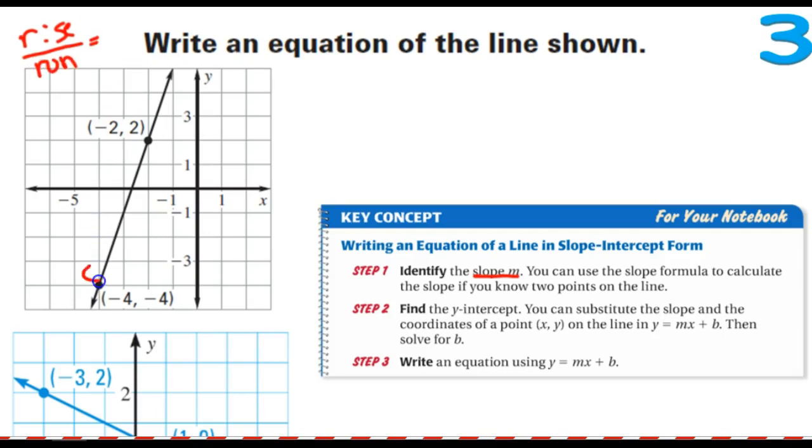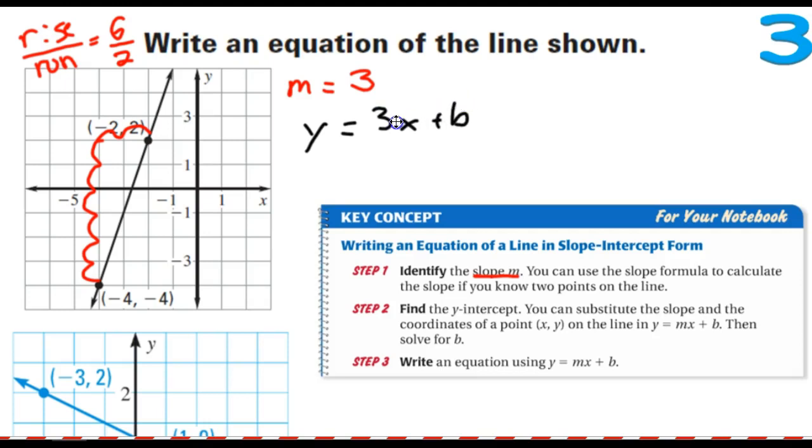My rise is 1, 2, 3, 4, 5, 6 over 1, 2. 6 over 2, or 6 divided by 2 is 3. So our m equals 3. So now we need to take one of our points and our slope and put it into our equation. So we'll have y equals 3x plus b.